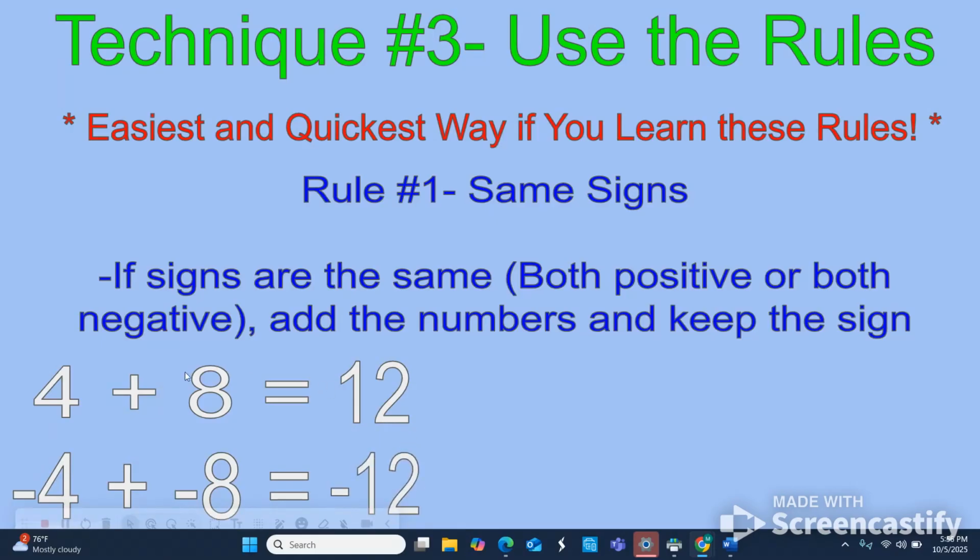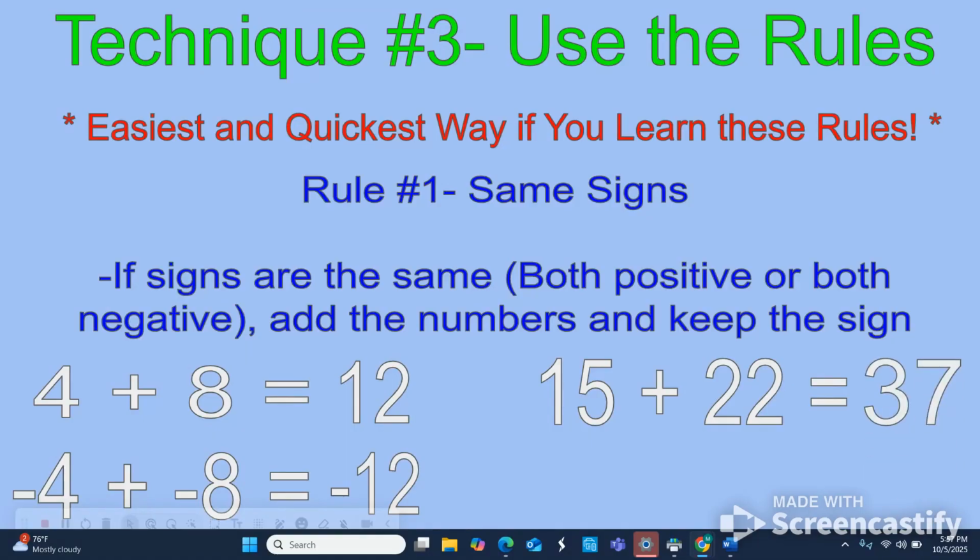Because think about what that means, how we talked about it on a number line. This means go left 4. This means go left 8 more. That means altogether we're 12 to the left, or negative 12. Okay, so again, if I have the same sign, 15 plus 22. This is positive 15, positive 22. We add them together to get 37. They're both positive, so it's positive 37. Here we're going right 15, we're going right 22, we're 37 to the right.